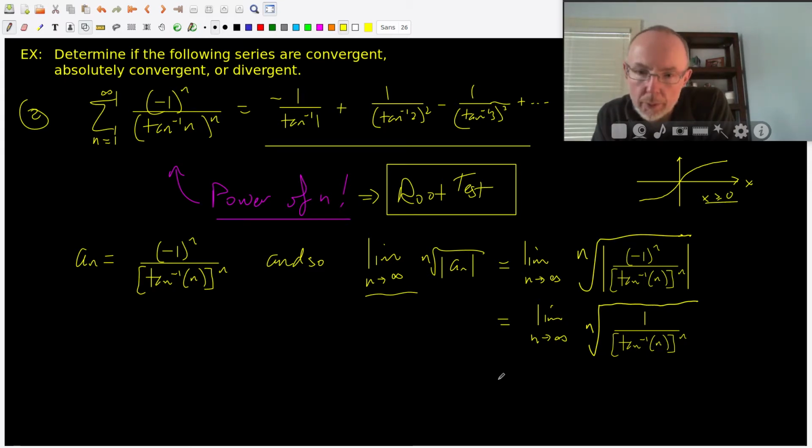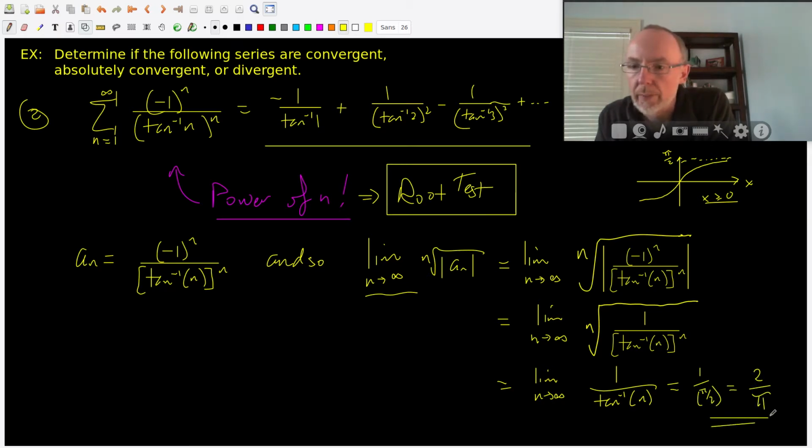So this is positive, and so the nth root of 1 is 1 in real numbers, and the nth root of this nth power is just going to leave us with that inverse tan of n, because the nth root and the nth power are going to undo each other. And so what we're left with is the limit as n goes to infinity of 1 over the inverse tan, and we know that inverse tan asymptotes to pi over 2. So this limit is 1 over pi over 2, which is 2 over pi.